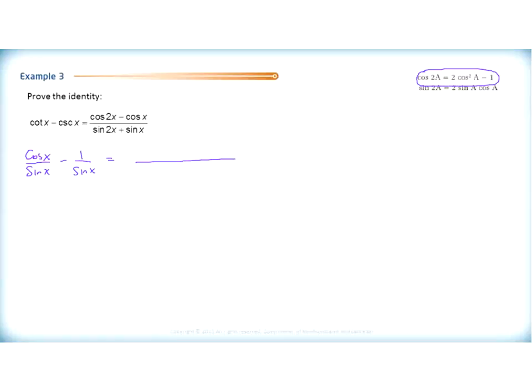And I know we've got 3 choices, and sometimes you just have to make a decision on which one you want to try. If it doesn't work, you go back and try something else. But I'm going to use this one here: 2 cosine squared x, subtract 1, minus cosine x, over sine 2x, which is simply 2 sine x cosine x, plus sine x.